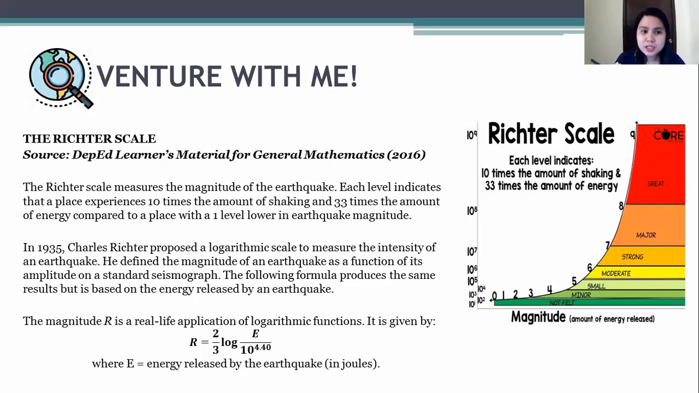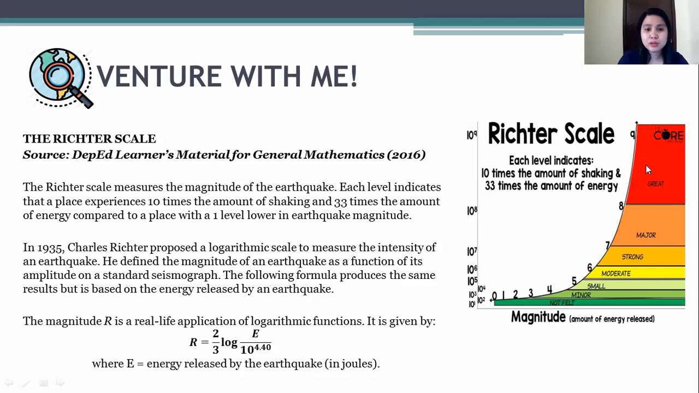Now, the magnitude can be measured through the Richter scale. In this Richter scale, you'll see in the graph, there's a 0 magnitude, not felt, 3 to 4 minor, 5 small, 6 moderate, 7 strong, going to 8 major, and going to 9 is great. That is how we qualitatively interpret it.